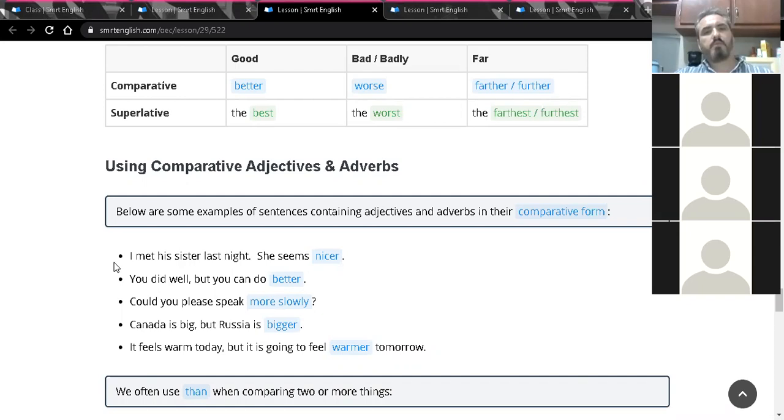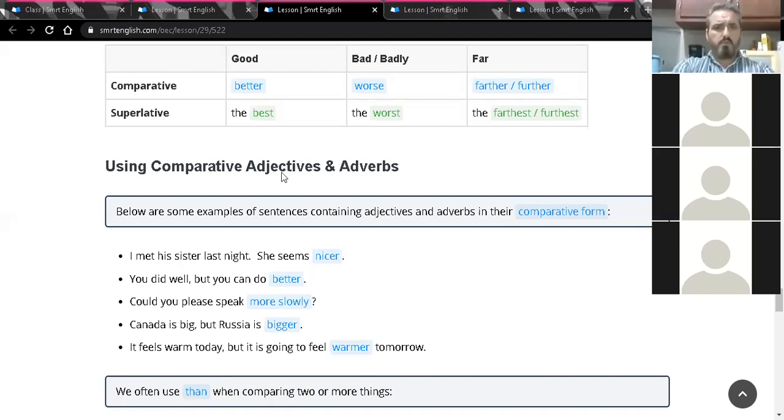Okay, if I say she seems nicer, who do you think she seems nicer than? Can you repeat that, please? Yes. The sentence says, I met his sister last night. She seems nicer. We're talking about the sister, but she seems nicer. Nicer than who? His sister? His sister. Yeah, very good. Nicer than the sister. So we don't actually need than, because later on we're going to use than in the sentence, but we don't always use it because sometimes we can understand who you are comparing it to because of the context of what you're saying. So in this one that I say she seems nicer, you already know that I'm talking about his sister, so it means that I'm comparing the sister with the brother. Yes?